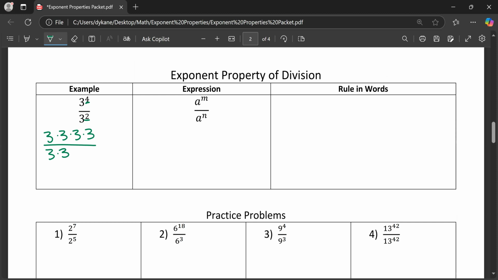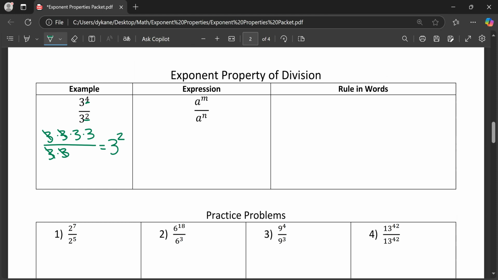Well, the cool thing with fractions is if we have the same number on the top and bottom when we're multiplying, we can cancel them out because dividing, they make 1. So this 3 cancels out that 3. Those 2 3s cancel out. And all I'm left with is 2 3s on top, which we know how to write: 3 times 3. That's just going to be 3 squared.